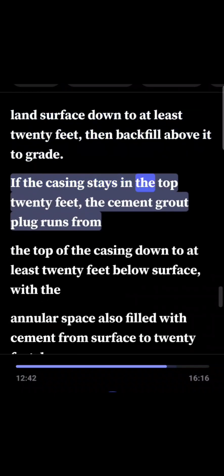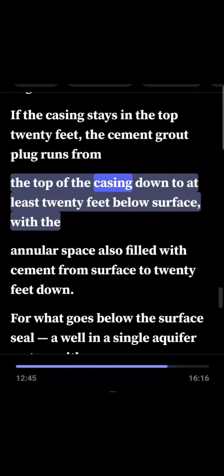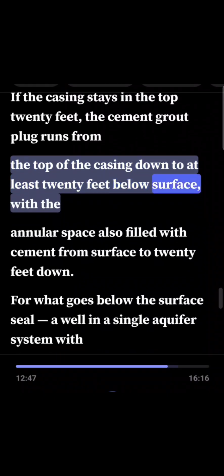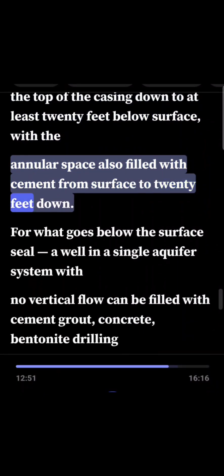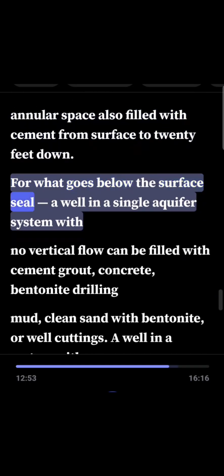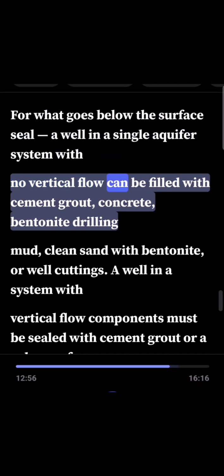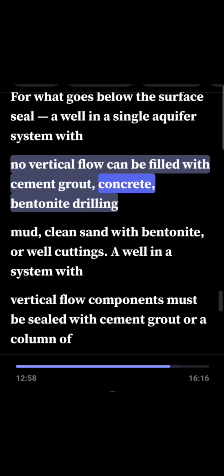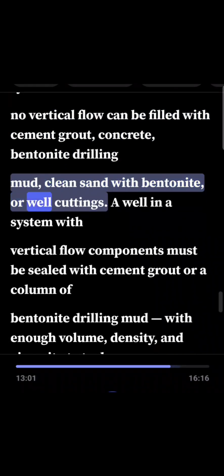If the casing stays in the top 20 feet, the cement grout plug runs from the top of the casing down to at least 20 feet below surface, with the annular space also filled with cement from surface to 20 feet down. For what goes below the surface seal, a well in a single aquifer system with no vertical flow can be filled with cement grout, concrete, bentonite drilling mud, clean sand with bentonite, or well cuttings.